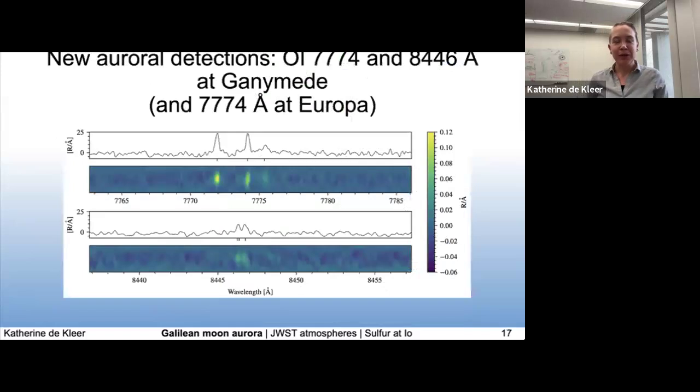I'll just show you a couple of key examples. For example, there are a couple of oxygen triplets that we've been observing that we detected newly at Ganymede and one of them at Europa. And this is what those observations look like. On the top, you see the spectra, and even where the spectra are pretty low signal to noise, this is the detector image that I'm showing because you can see that the emissions are in fact localized along the slit to the location of the moon, which lends robustness, even in the case where the spectrum itself looks pretty low signal to noise. So this is Ganymede and Europa.